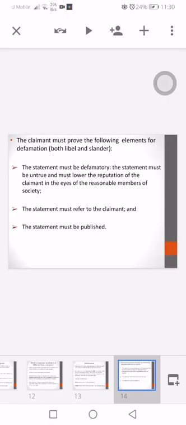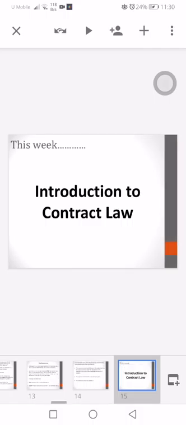The claimant must prove the following elements for defamation, both libel and slander. The statement must be defamatory, the statement must be untrue, and it must lower the reputation of the claimant in the eyes of a reasonable member of society. The statement must refer to the claimant, and the statement must be published.